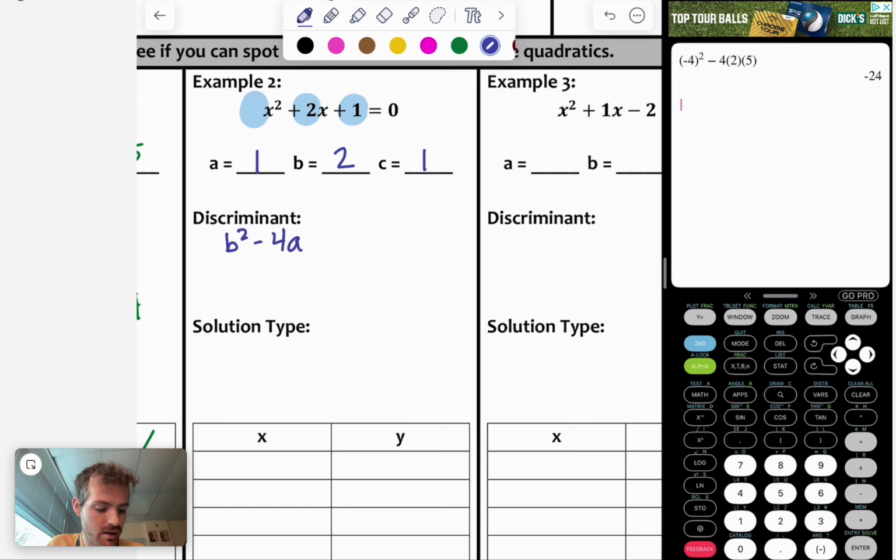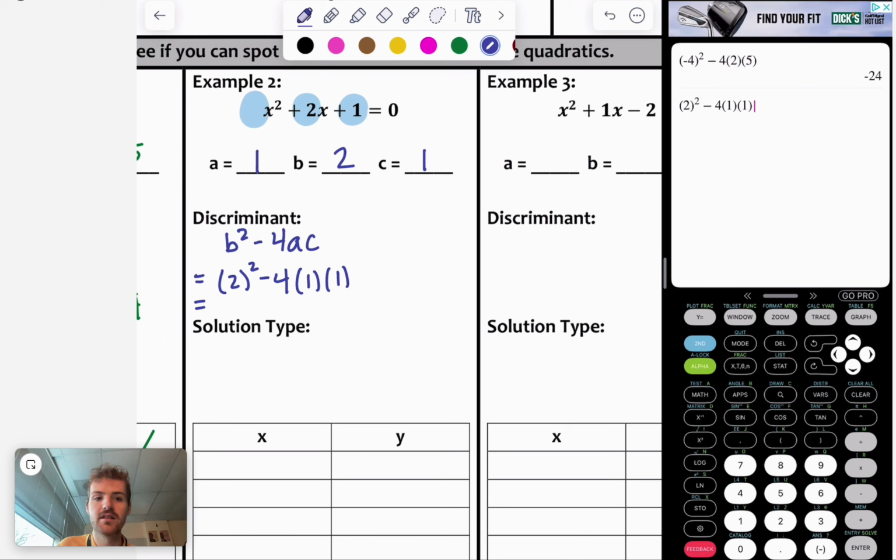Then let me just rewrite our discriminant formula so we can see it. Our B value is 2, so this turns into 2 squared, minus 4. Our A value is 1. Our C value is also 1. Once again, you can mental math your way through this. The mental math is quite nice, but just so that you trust me with my math, I will go ahead and type this out into the calculator, click enter, and here we see we get that solution of 0.